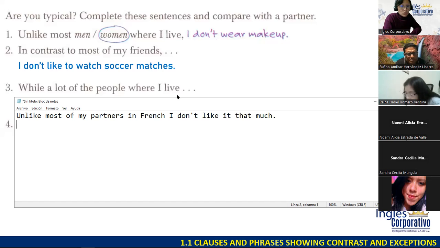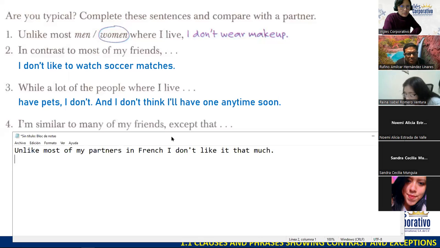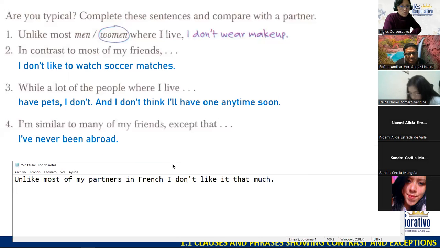Remember that you have to complete one for each of the expressions, right? Tenemos una con unlike, una con in contrast to, una con while, y una con except that, okay? ¿Qué más, chicos?